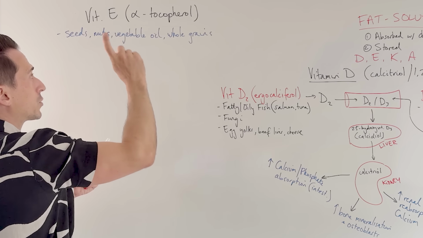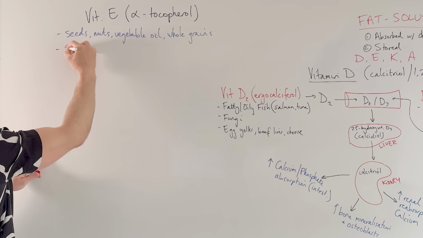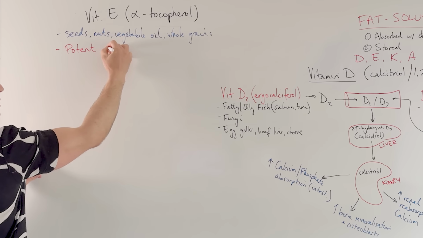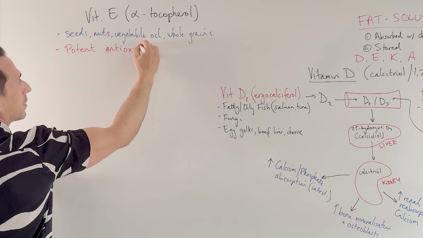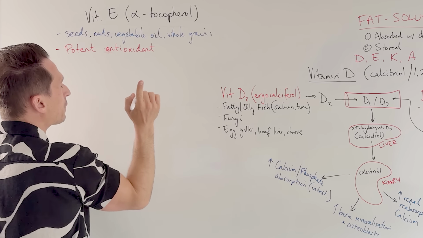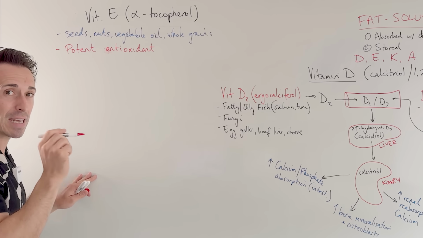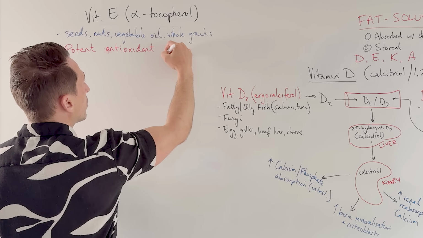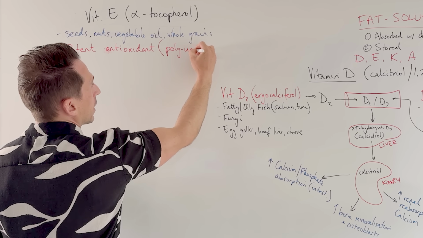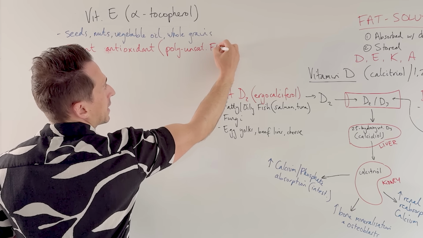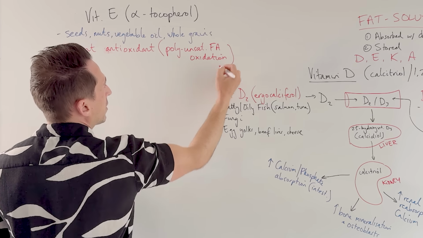The active form, alpha tocopherol, what does it do? Well, it does a couple of things. One is it is a potent antioxidant. A potent antioxidant. Specifically, this is important for polyunsaturated fatty acid oxidation. To stop, I'll write it like this, polyunsaturated fatty acid oxidation. And you might be sitting here looking at this going, I don't know what that means.